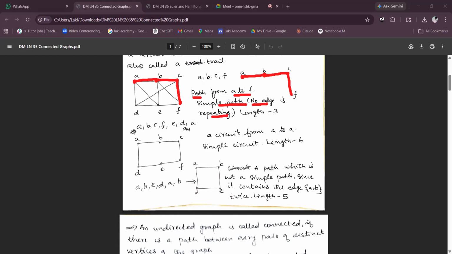So in a circuit also no edges repeat, no? A circuit means it's a closed path, no? Edges are also not repeated. Only the vertices, the initial and final vertices, will be the same.